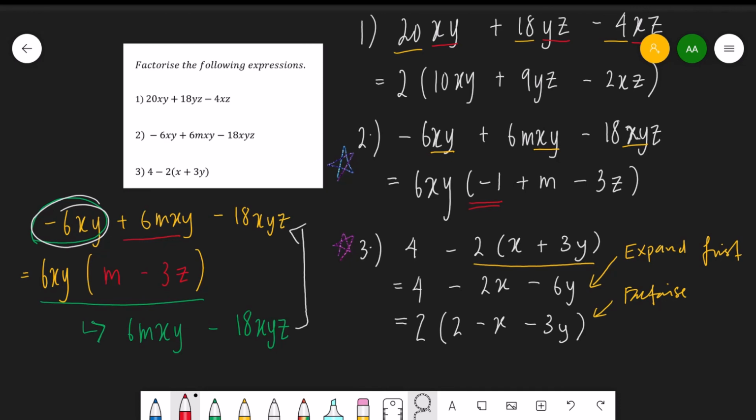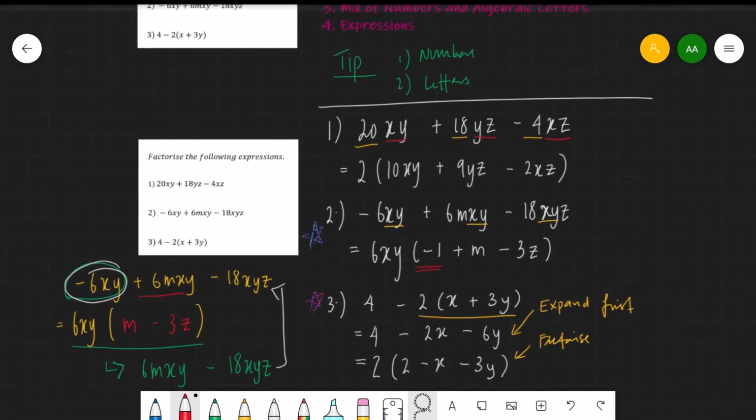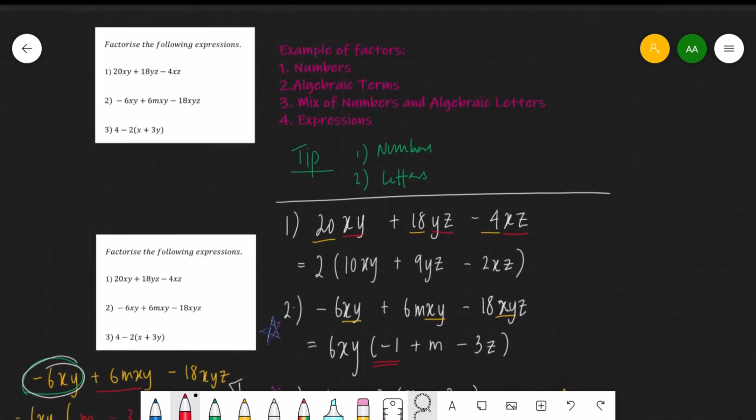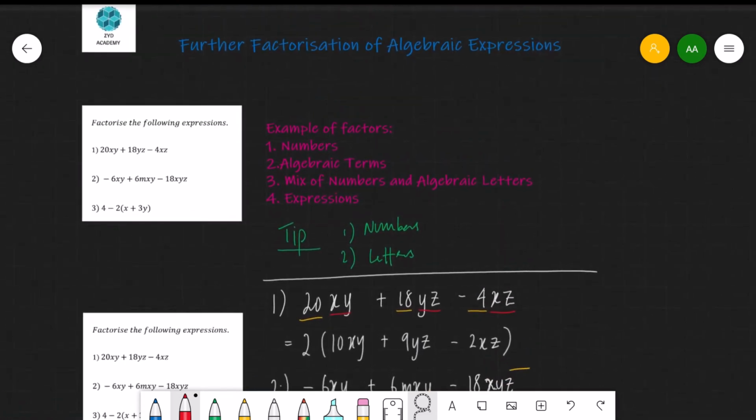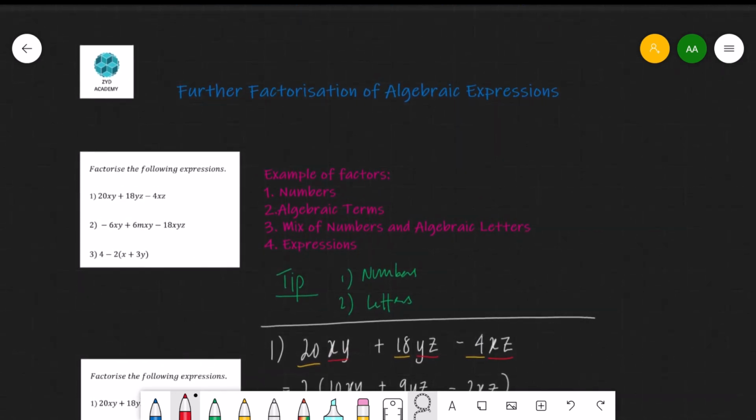I hope you guys are clear with this tutorial. Go over to the section or example that you need to listen to again, and then hopefully you will understand better on factorization of algebraic expressions. Let's proceed to do our questions from the worksheet or your homework or your assessment books, and let's get better at our factorization. Okay, see you at our next tutorial.